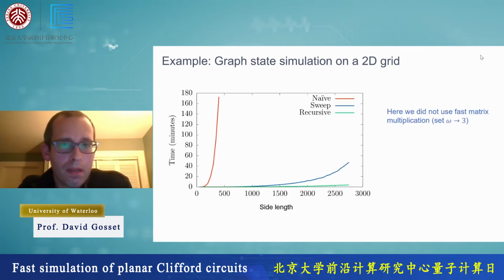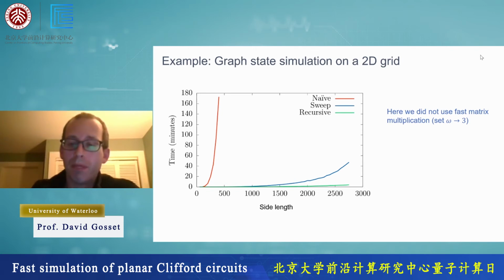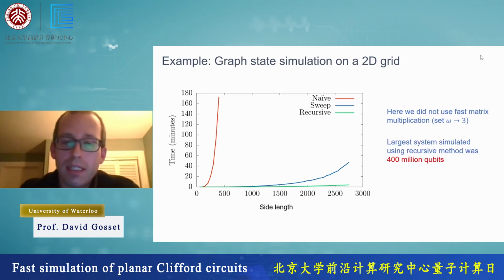Okay. So my co-authors implemented these algorithms without using fast matrix multiplication. So in fact, for their algorithm, omega should be set to 3. And you can see that in practice, the naive algorithm is very bad compared to both the sweep and the recursive algorithm, which is in fact the best. And here you can see that this plot goes up to roughly 4 million qubits, but my co-authors were able to simulate a system using the recursive method of 400 million qubits, which is really quite remarkable.